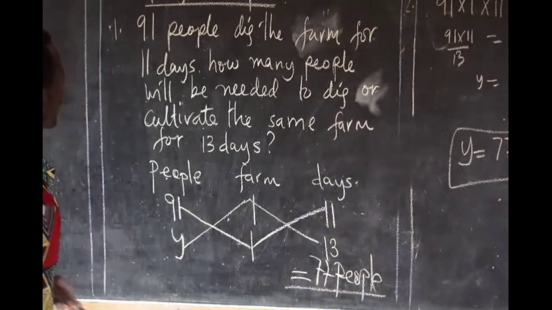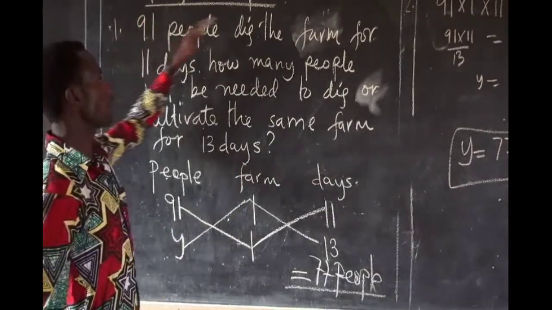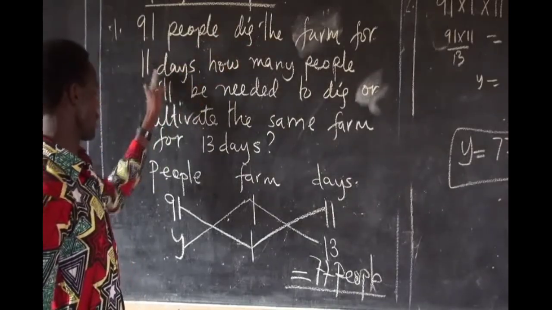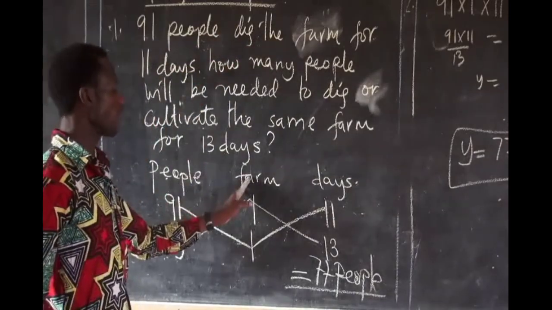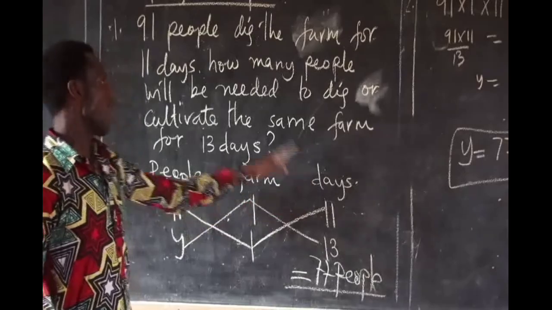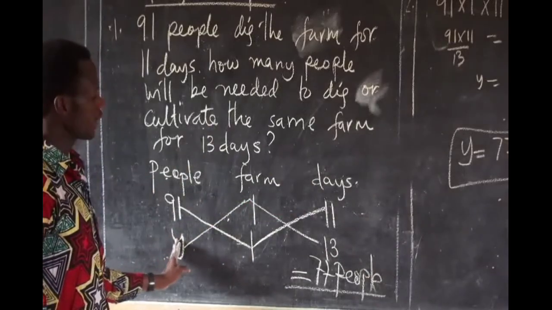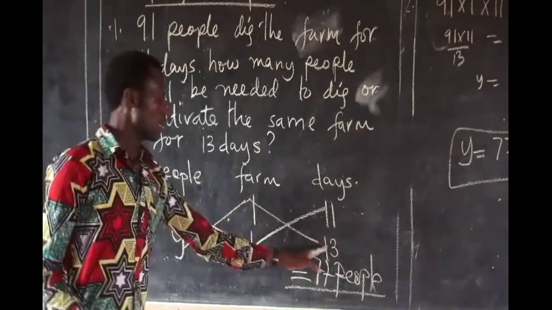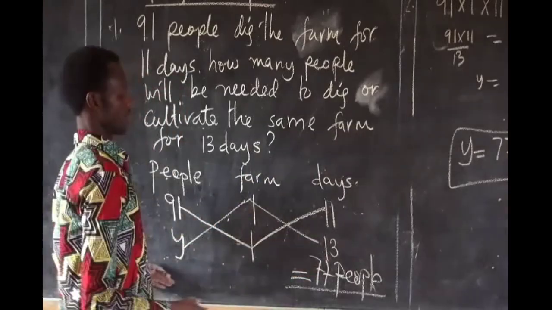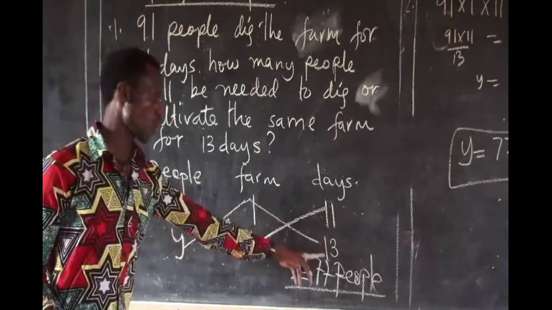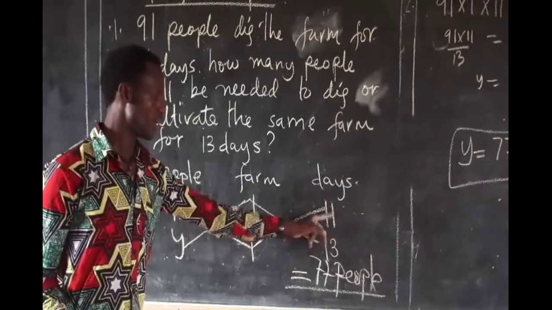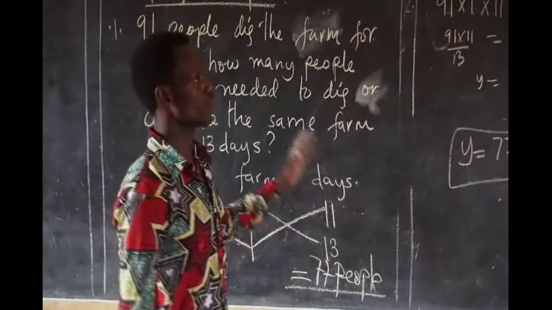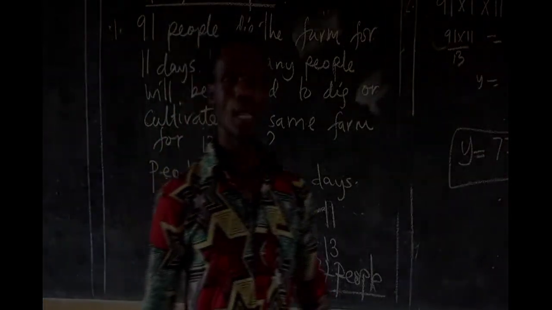So it is very important for you. So 91 people dig the farm for 11 days. 91 people dig the one farm for 11 days. How many people, that is one, will be able to cultivate the same farm, that is one, and then for 13 days? So this and this and this one. Then you get 77 people. So this is what definitely is required to be there. And so that's all about me.